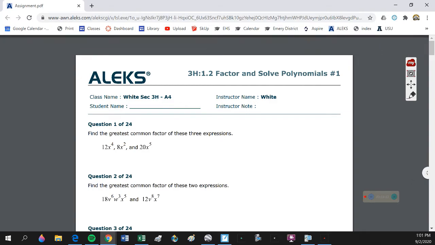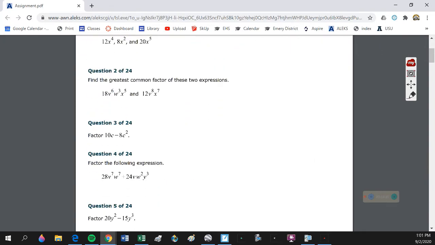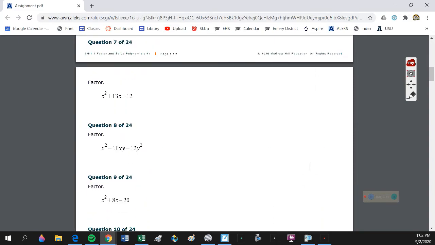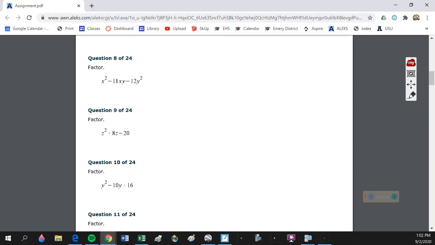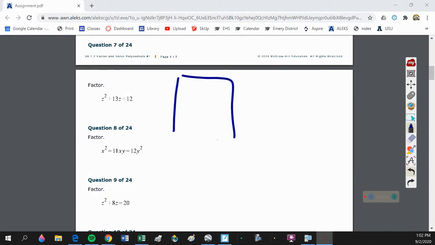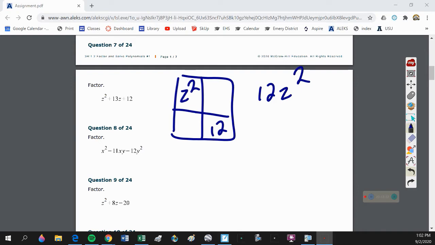All right, greatest common factor, that's easy enough. Greatest common factor. Okay, so number 8. Ooh, let's do number 7. You can just watch this. So I draw the box, z squared and 12, 12z squared. Are there factors of 12 that add to be 13? 1 and 12. So z and 12z. And that gives me z plus 1 and z plus 12.